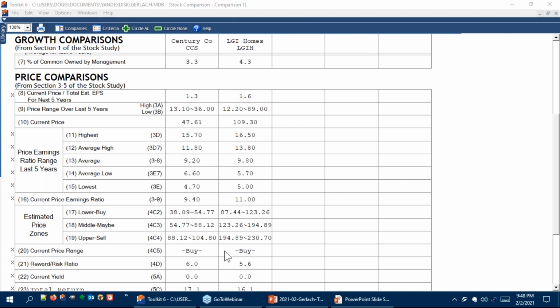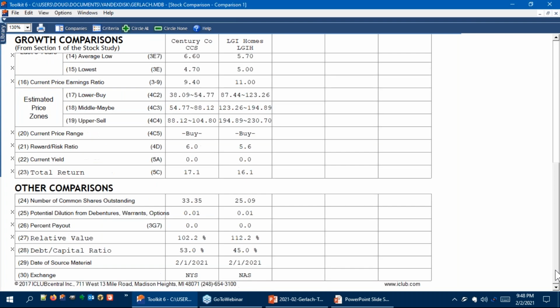The price zones, again, are for information purposes. We don't have to worry about them from the perspective of a comparison. I'll scroll down. The current price zone, they're both in the buy zone. The reward to risk ratio, again, 6 compared to 5.6 to 1. Those are very close, so I wouldn't say that either one is a winner.